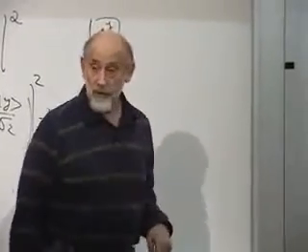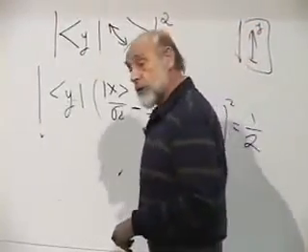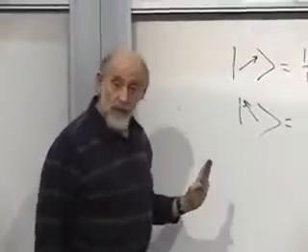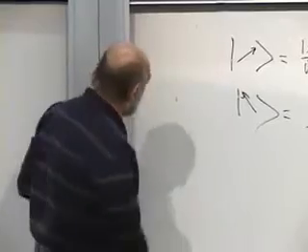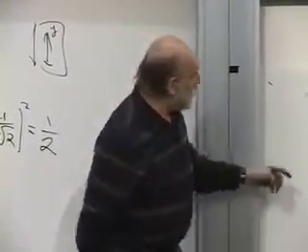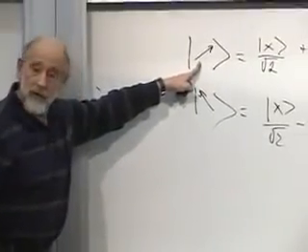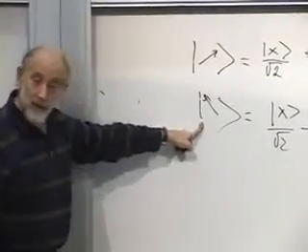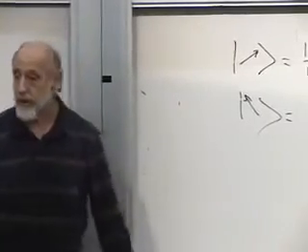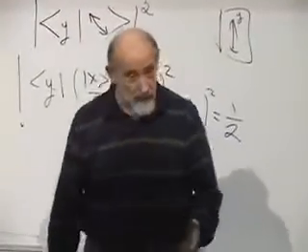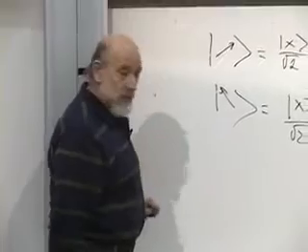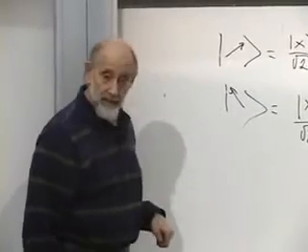Here's a new observable. We've now concocted a new observable. The new observable is not the polarization in the xy plane, but it's the polarization in the 45-degree plane. For example, we could define it to be plus for this polarization and minus for this polarization. This is a kind of rotation of the polarization observable. We can define a new observable. This new observable, we will say, is +1 for this and -1 for that.